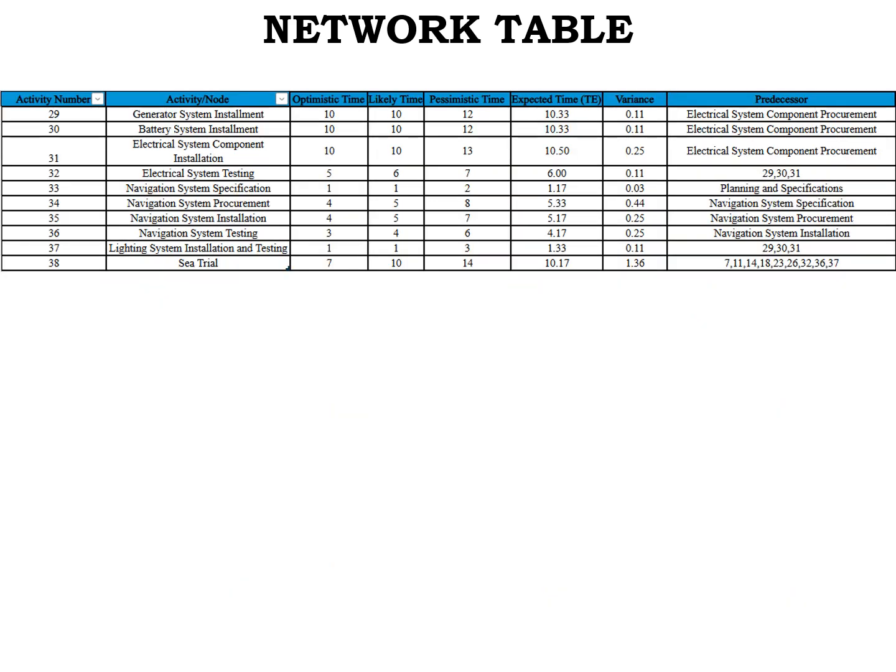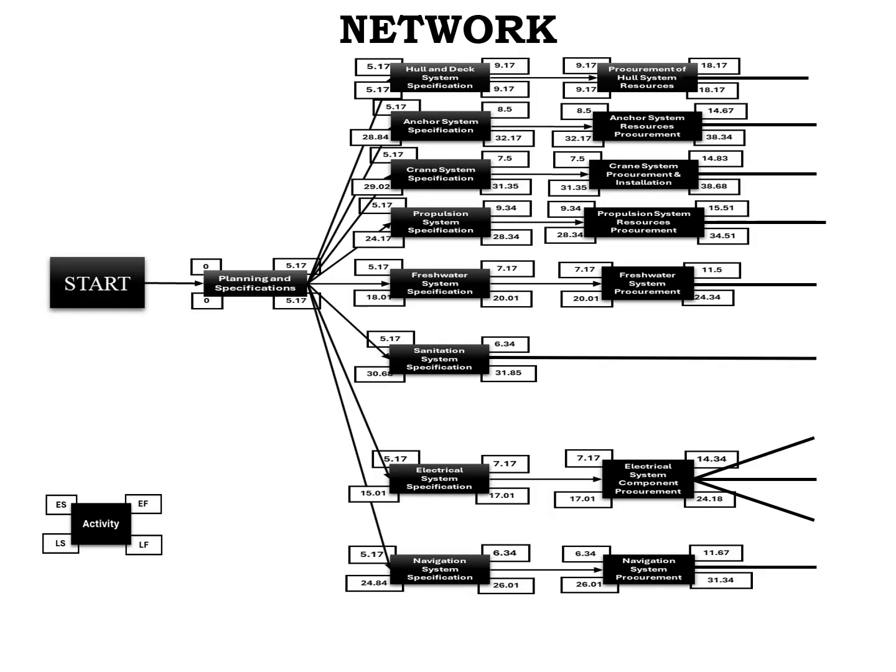So this is a completion of the network table, which ends at sea trial. This sea trial relies on the testing of every system in our network. As we can see here, every testing leads to the sea trial. So this is the first half of the network model, which, as you can see at the bottom left, a quick representation of what each node represents.